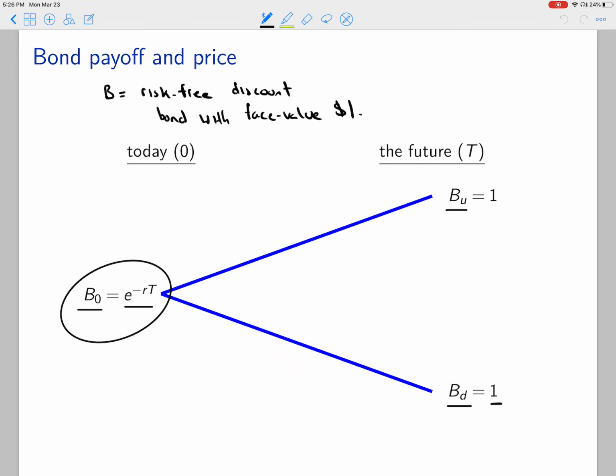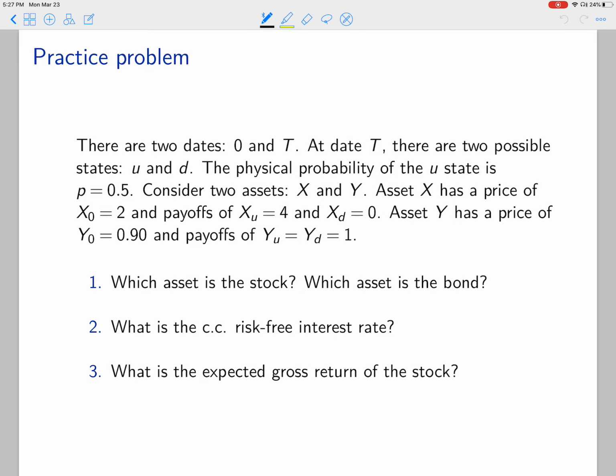Okay, so to get some practice with the binomial model before we move right into option pricing, we're going to do a practice problem. I'll give you a minute to read this and then I'll solve it. The basic setup here is we just want to learn how to move around with the binomial model and to learn about which assets are which. So I'll give you a second and then we'll solve it out.